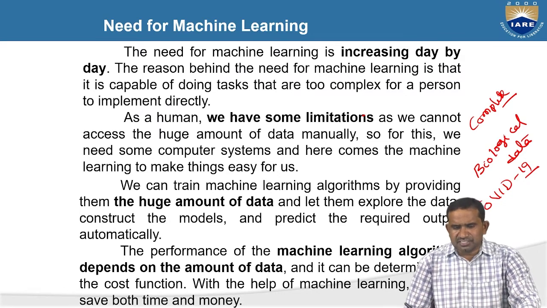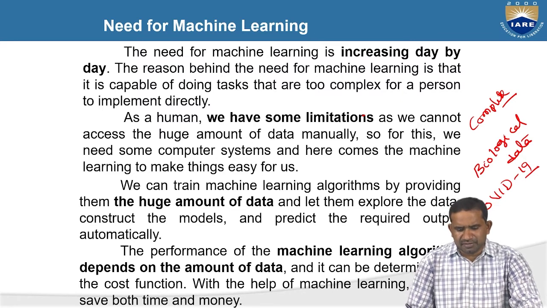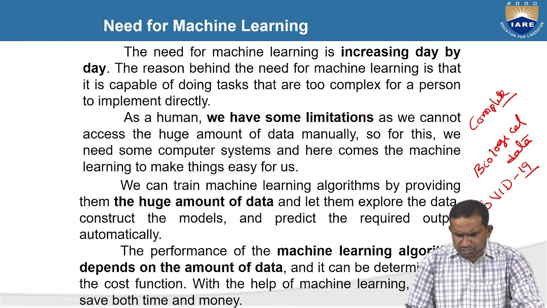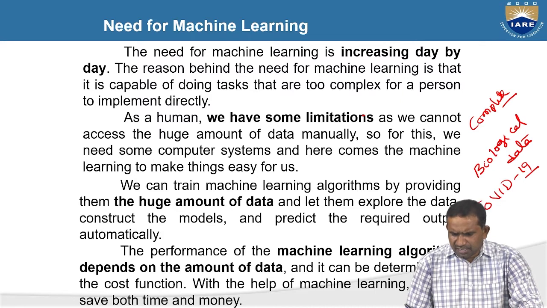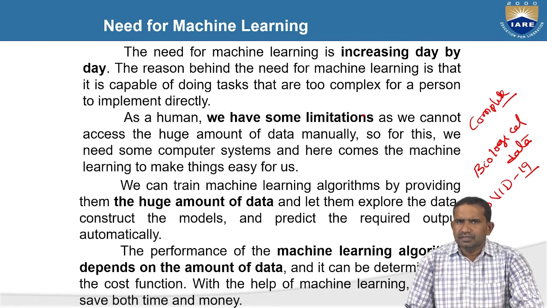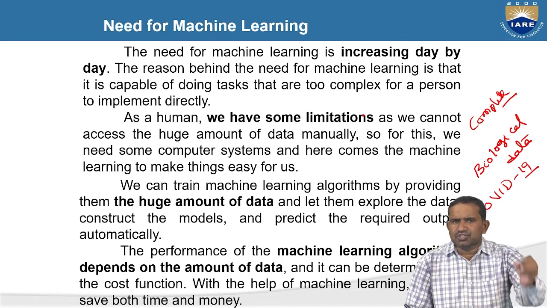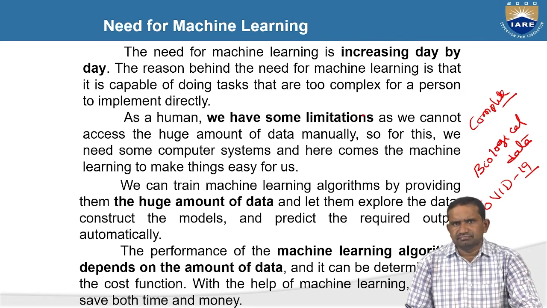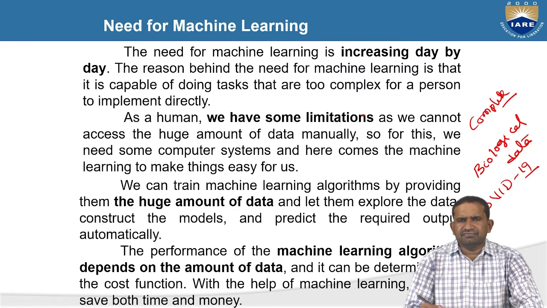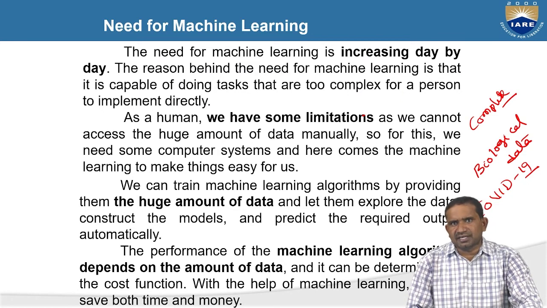And what is the third need, the third reason for machine learning? We can train machine learning algorithms by providing a huge amount of data, let them explore the data, construct models and predict the required output automatically. We can give a huge amount of data to the machine, it predicts by itself and gives results directly, automatically.